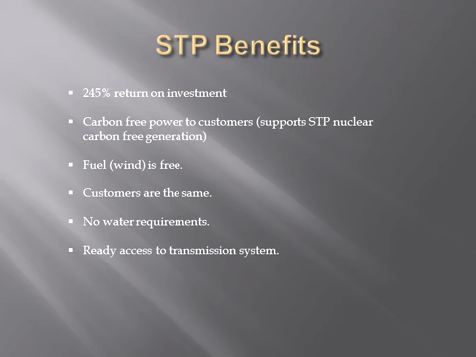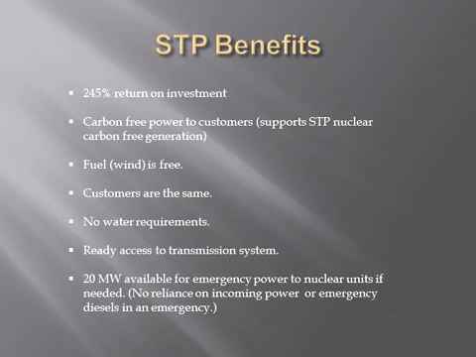And we have a ready access to a transmission distribution system. And that means 20 megawatts may be available for emergency power to nuclear units if needed. During that time, there will be no reliance on incoming power or emergency diesels during an emergency.